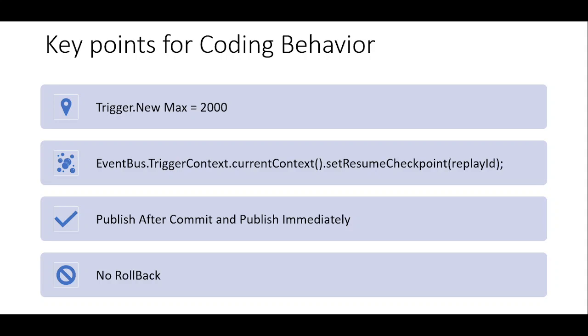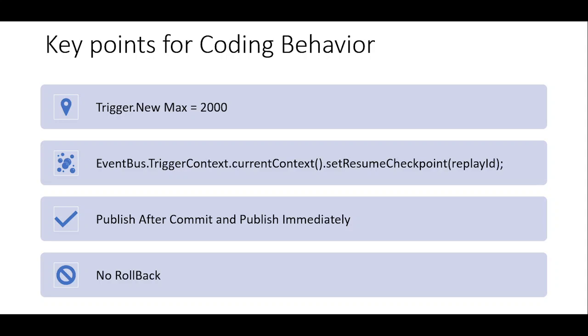So for the developers, it's very important to know some key points they need to keep in their mind while they code for platform events. We will also see in the demo how we can publish platform event through code. In Apex trigger, we have trigger.new, and by default it can max contain 200, but in platform event it may contain 2000.